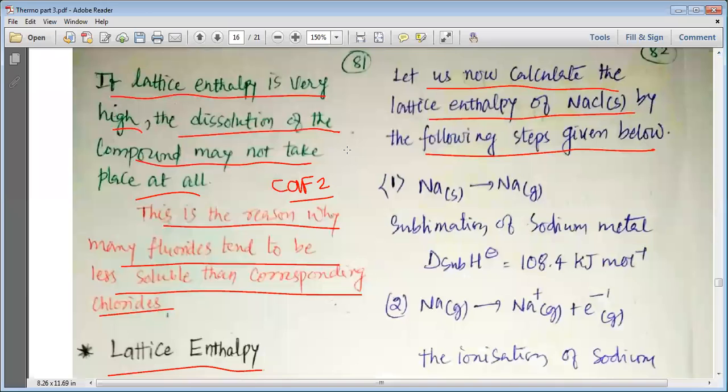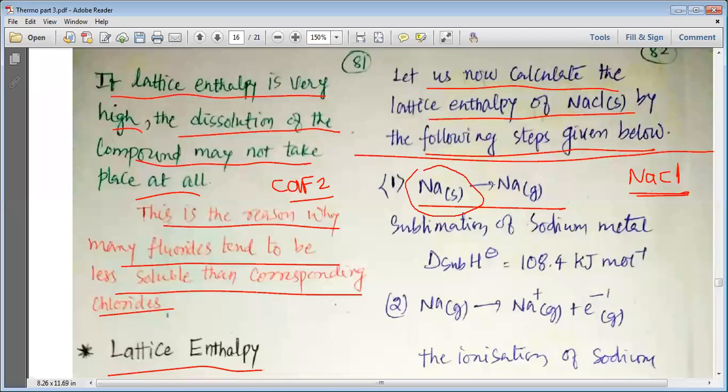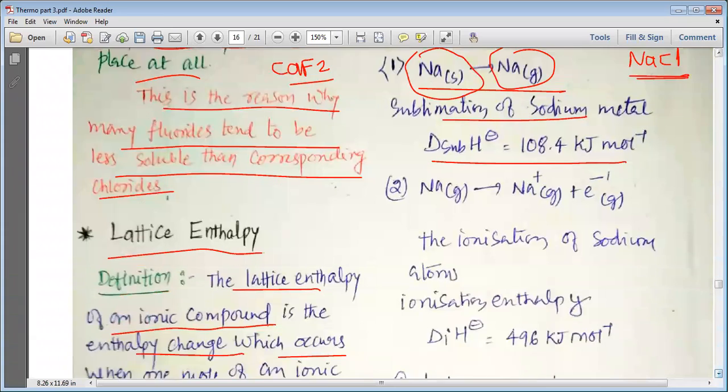The first thing that we study is the sublimation of sodium. When sodium solid is sublimated, we get sodium gas. We are trying to study how NaCl is formed, exactly opposite to the dissolution, and that is why we take sodium solid in the elemental form and sublimate it to sodium gas. The energy of sublimation of sodium metal is 108.4 kilojoule per mole.